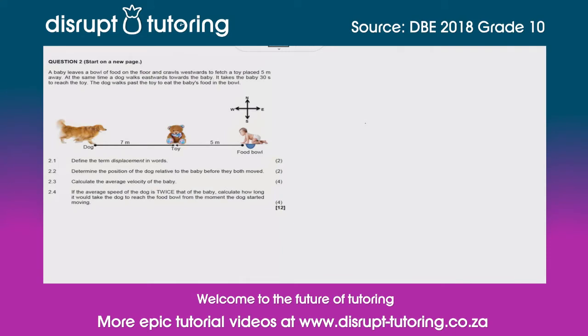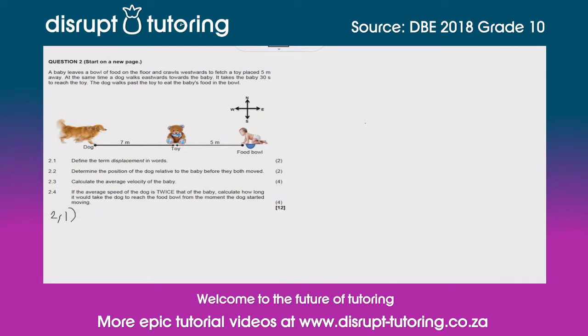Today we are dealing with the 2018 physical science paper for grade 10, and it's the November paper. So let's read the question first. It says a baby leaves a bowl of food on the floor and crawls westwards to fetch a toy placed 5 meters away. At the same time, a dog walks eastwards towards the baby, and it takes the baby 30 seconds to reach the toy, and the dog walks past the toy to eat the baby's food in the bowl. Great. So let's start with the first question, and it's a theory question.